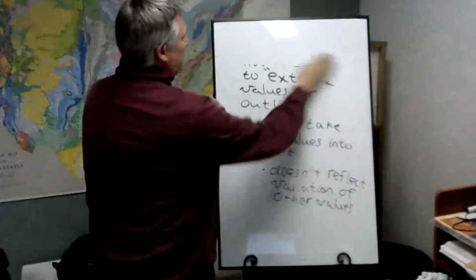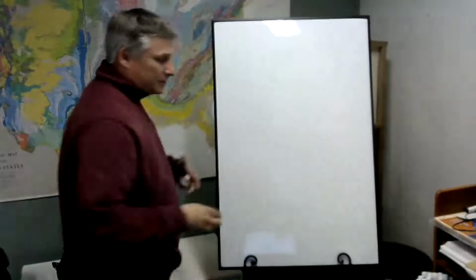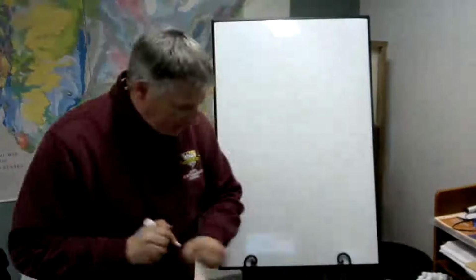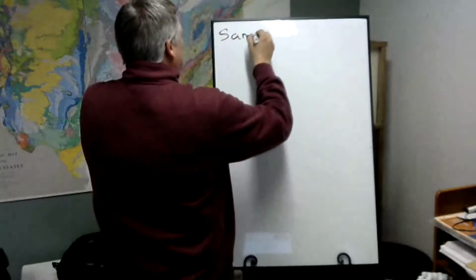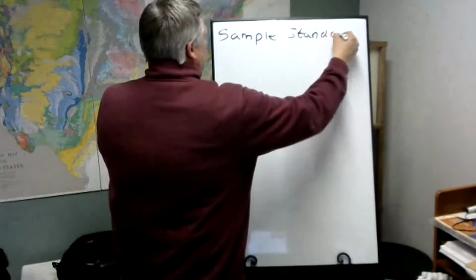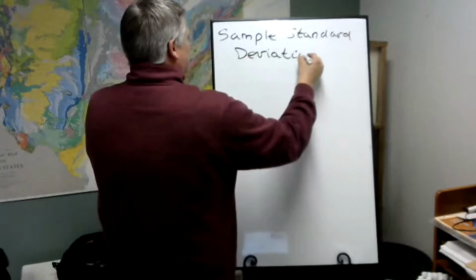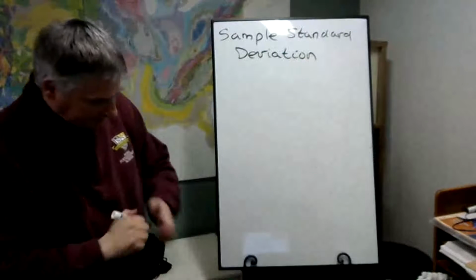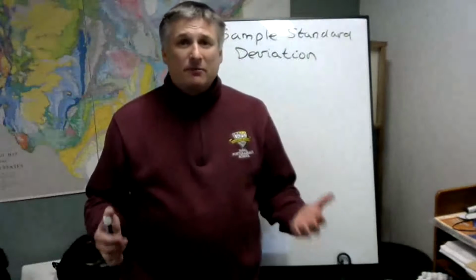So that's one way of getting a sense of how spread out your data is. What's your largest value, what's your smallest value, and how much distance is between them. The other one we're going to look at is sample standard deviation. Now, what this measures is how much data values deviate from the mean.